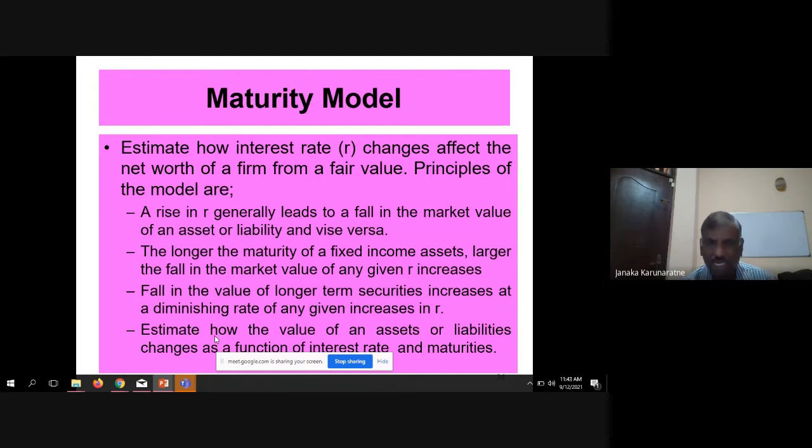Let's say you take a 15-year bond. Interest rate increases from 10 to 12, again the price drops. Then for the 5-year bond, the price drop is, let's say, 13%. But okay, let me say the 5-year bond price drop is 10%. Then the 15-year bond price drop may be around, let's say, 8%.